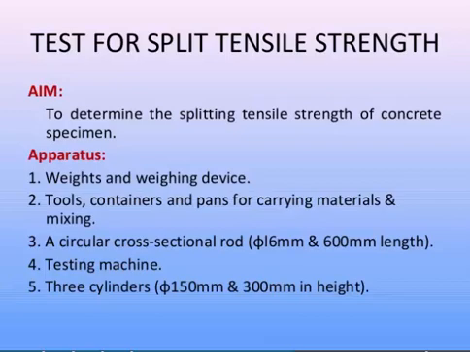So it shall be used in such a manner that the load will be applied over the entire length of the specimen. When the specimen is placed in the testing machine, the compression testing machine or the split tensile testing machine, it should be placed in such a manner that the load will be applied over the entire length of the cylindrical specimen. So two bearing strips are used.